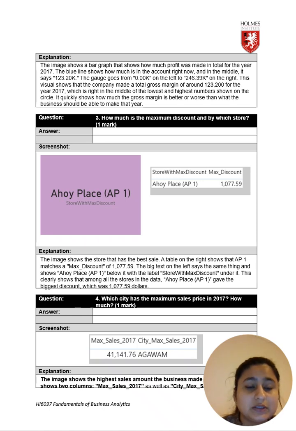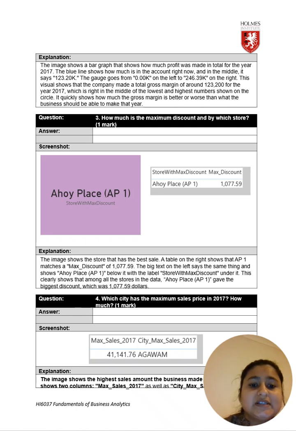How much is the maximum discount and by which store? The image shows the store that has the best sale. A table on the right shows that AP1 matches a max discount of 1077.59. The big text on the left says the same thing and shows Ahoy Place AP1 below it with the label store with max discount under it. This clearly shows that among all stores in the data, Ahoy Place AP1 gave the biggest discount, which was $1077.59.